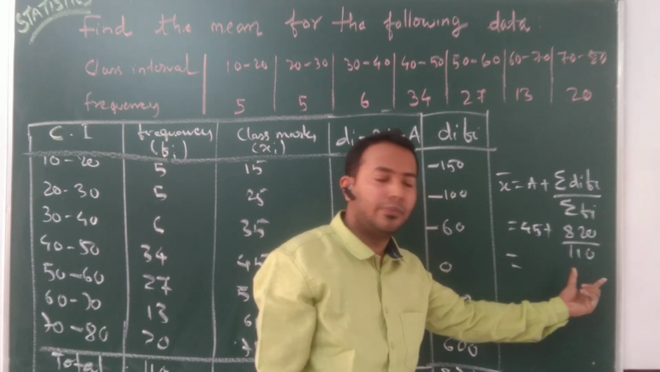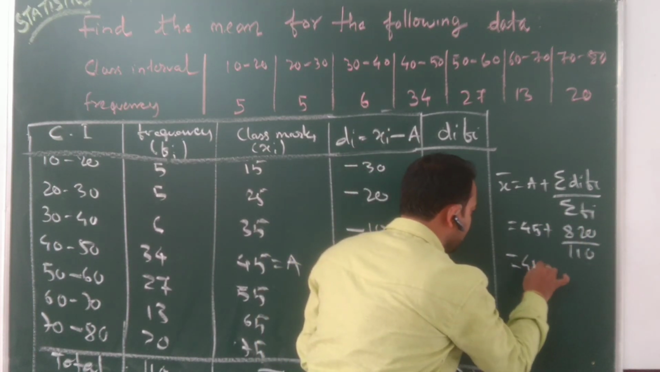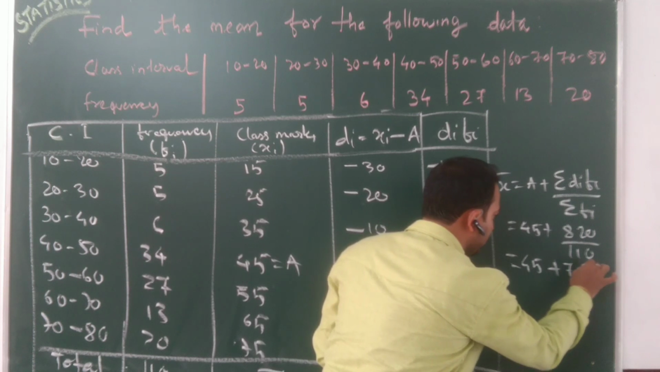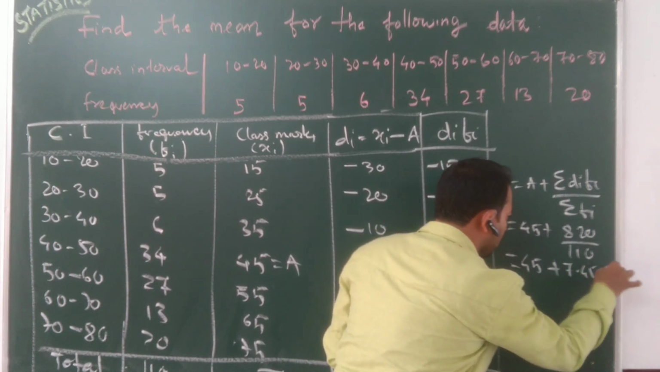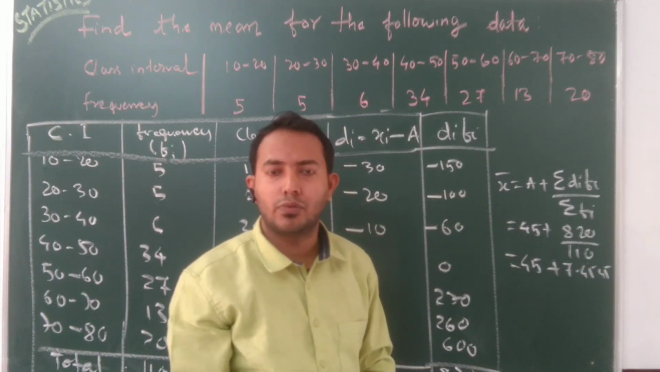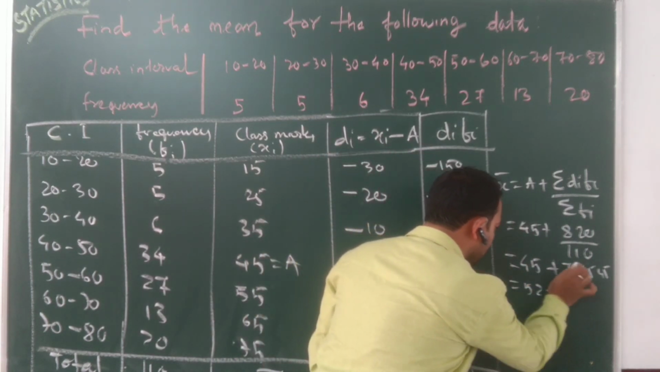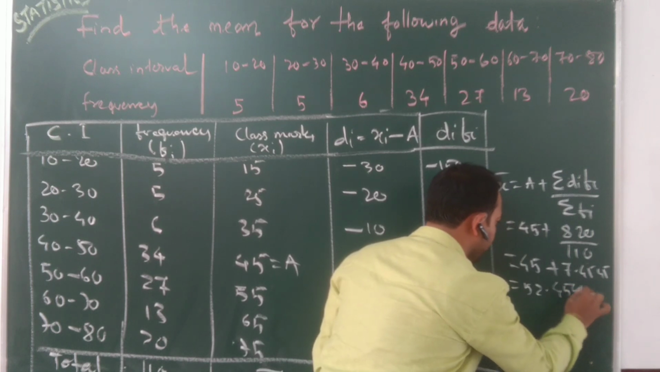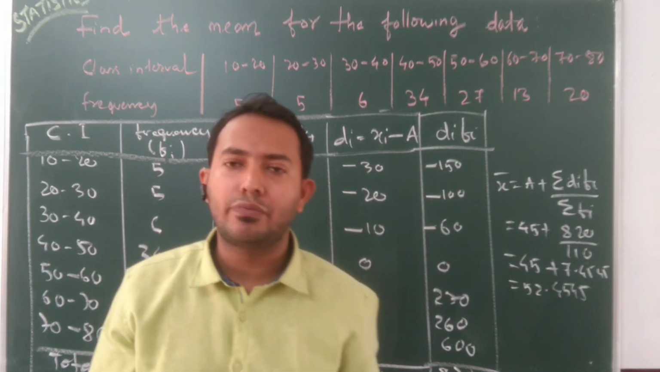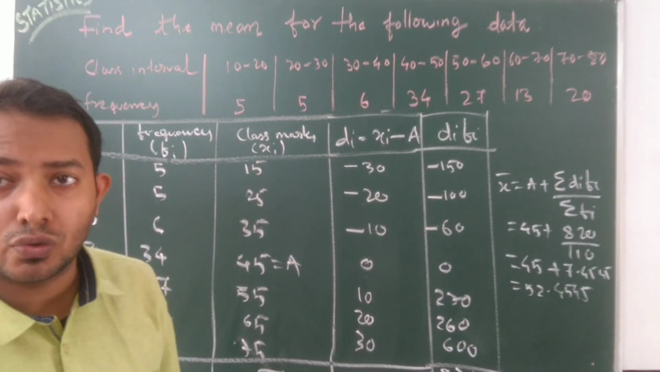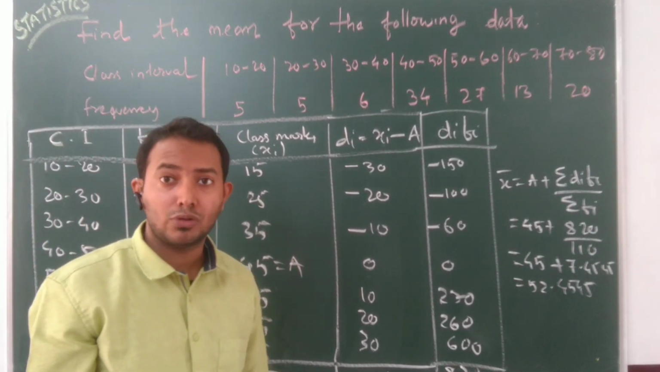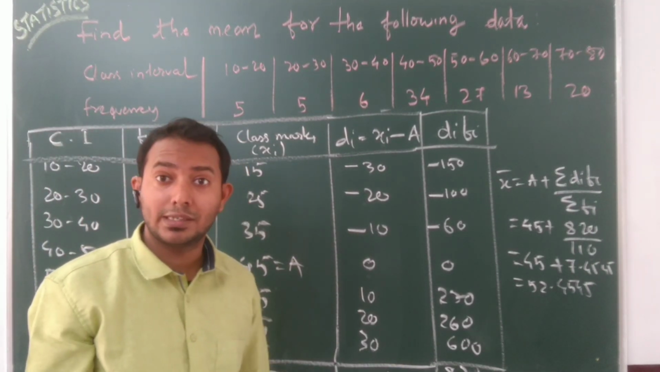Get the value in decimal, or cut it, whatever you get here: 7.4545. I am taking it to 4 decimal places. Now add it, and you get 52.4545. You can see the previous answer was 52.4545 and this one is also 52.4545. Both are the same. Yes, for the third method also you will get the same answer.